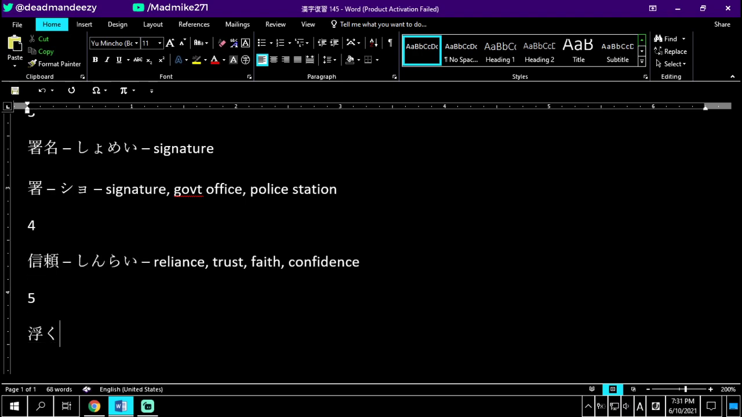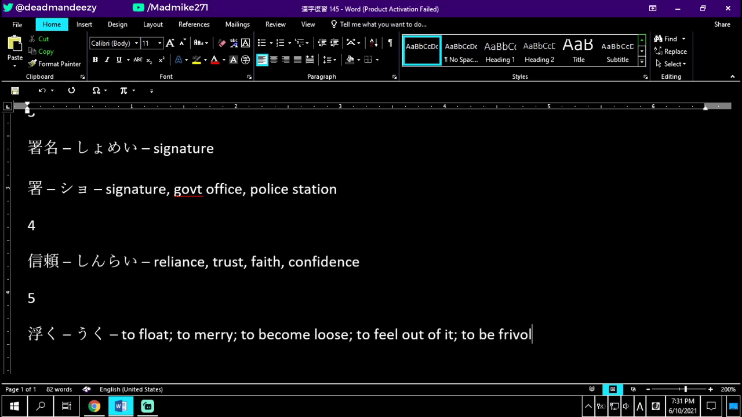Number 5, 5番。5番はuku. Meni ukabu is for something to float in front of your eyes or to appear before your eyes. But uku on its own means to float. Something is floating in your eyes. In meni ukabu. To float, to be merry, floating through life, to become loose. It's floating away from where it should be, to feel out of it, like you're dizzy or you're lit, as the kids say. To be frivolous, as in just kind of frolicking around loose.